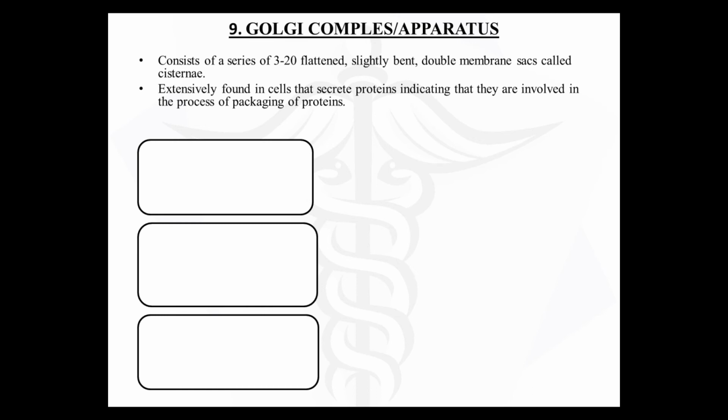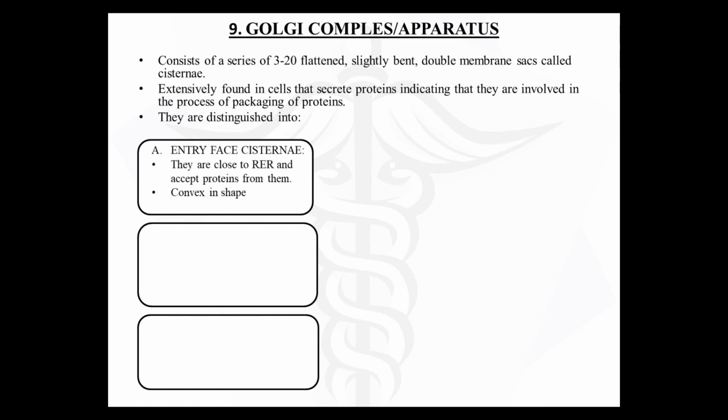They are extensively found in cells that secrete proteins, indicating that they are involved in the processing and packaging of proteins. They are distinguished into three types, that is, entry or cis phase cisternae. They are close to rough endoplasmic reticulum and accept proteins from them. They are convex in shape.